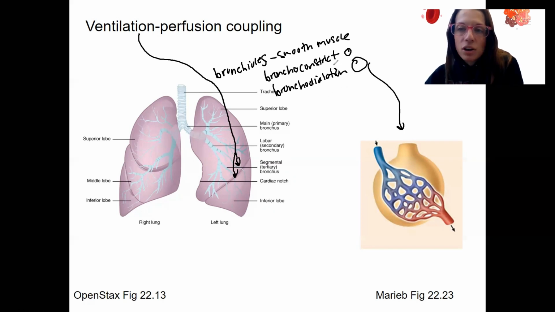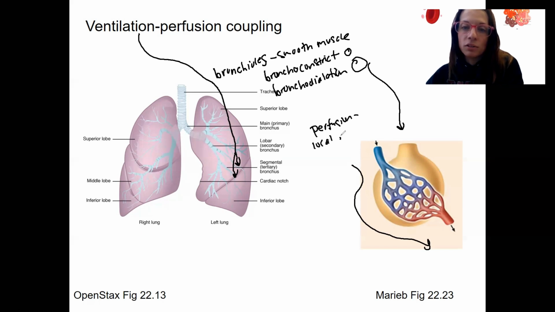We want to match up this ventilation with the blood that's passing through the alveoli. This is called perfusion. Perfusion is talking about local blood flow to tissues. In this case, perfusion is local blood flow to the alveoli. So these two things we want to match up so that we have optimal gas exchange rates.